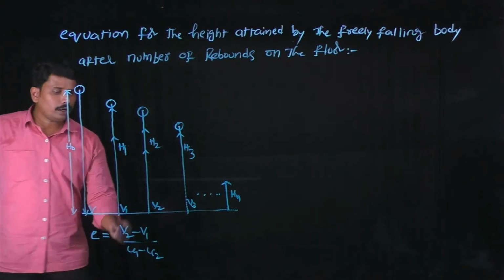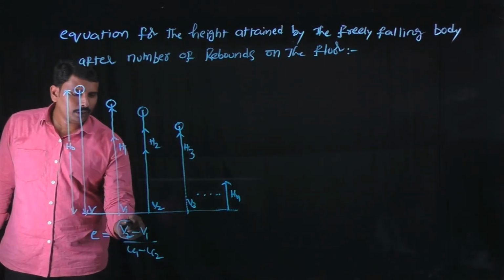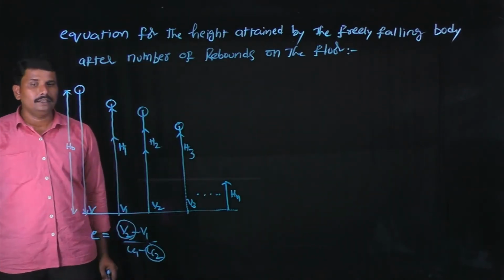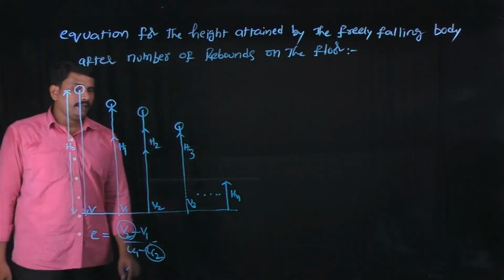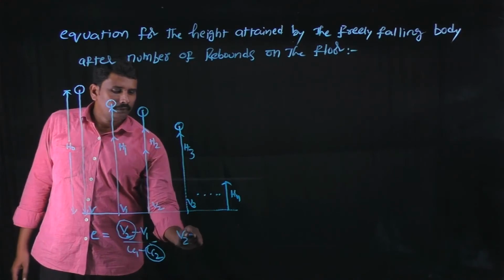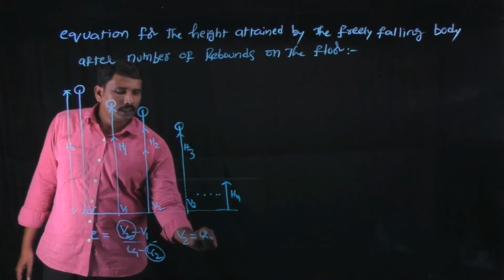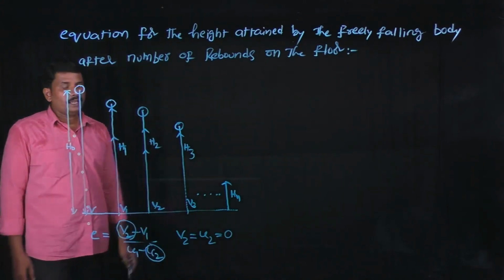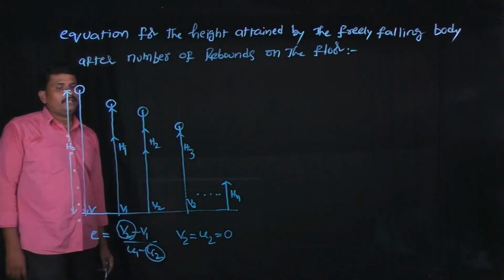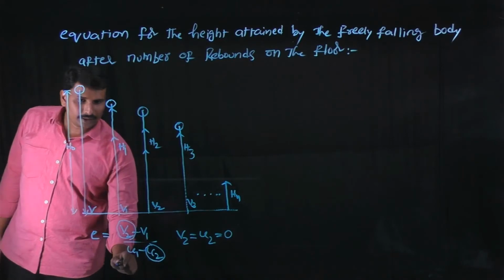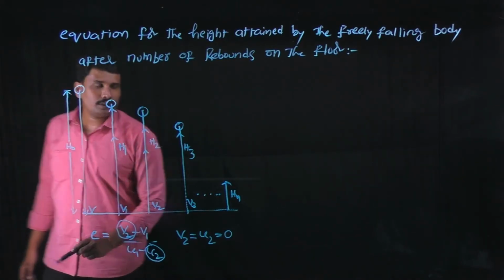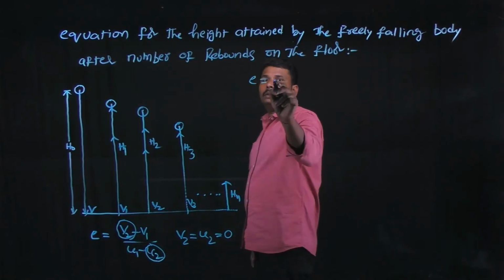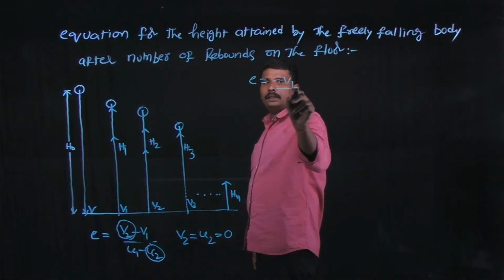Here, before and after collision, the second body, which is the heavy surface, does not have any velocity. That's why, before collision and after collision, this large heavy surface does not have any velocity. By substituting these values, once again the coefficient of restitution is e equals minus v1 by u1.